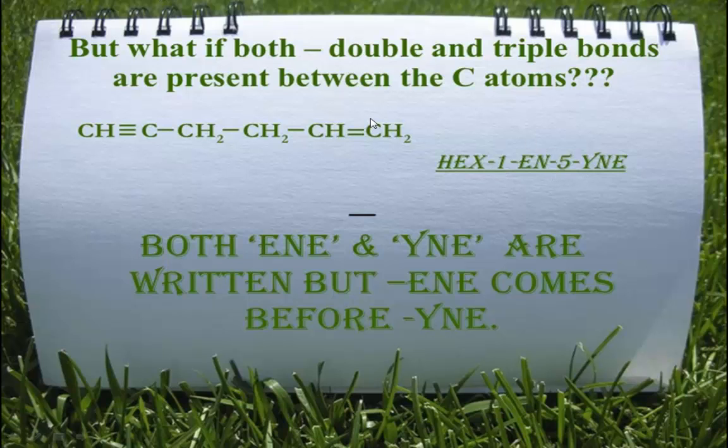Means you can start the numbering from this side, 1 2 3 4 5 hex. Why hex? Hex is the root word. It contains 6 carbon atoms. No, 1 2 3 4 5 6. Therefore hex is the root word. The first carbon atom contains a double bond and the fifth carbon atom contains a triple bond. Therefore yne is in the name.